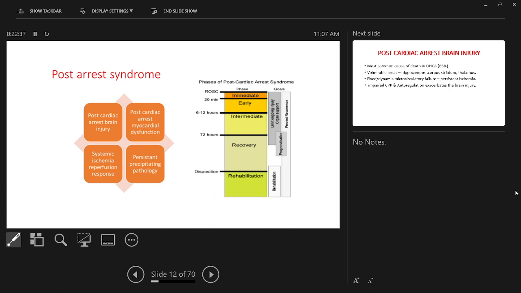Then the early phase lasts from 20 minutes to 6 to 12 hours. During this phase, we have to limit the ongoing injury to the organs most commonly affected, the brain and the heart. So in this phase, we have to optimize our hemodynamic function.